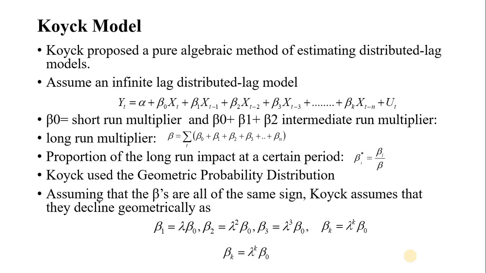So what is beta 2? Beta 2 will be lambda square into beta 0. Beta 3, lambda cube into beta 0. Then what will be the beta k? Lambda k into beta 0. What is beta 0? Initial impact. So we are multiplying the initial impact with a value, and this value is indicated by lambda, and all these successive parameters will be declined geometrically. This is the assumption which is made by this Koyck.